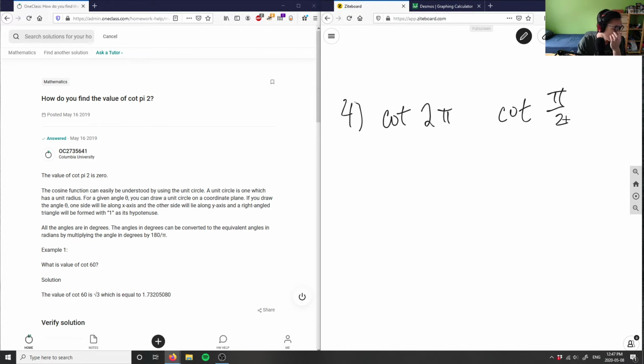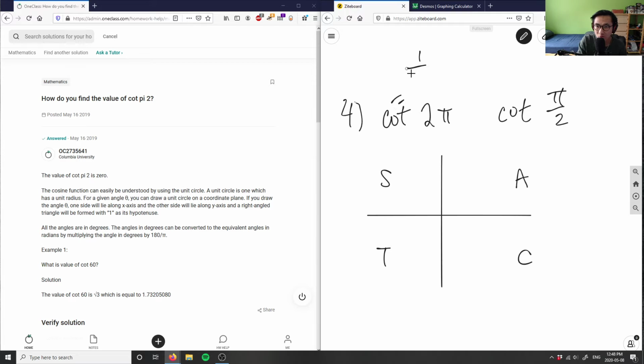So when we look at cotangent 2 pi here, what we can do to solve for these is use the trigonometric ratio. We can think of it as using the CAST rule, so let me draw this out. This is the A, this is C, this is S, and this is T, right? Cotangent is simply 1 over tangent, so you can rewrite this as 1 over tangent of 2 pi.